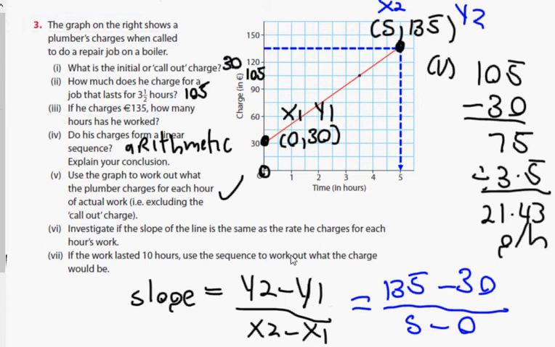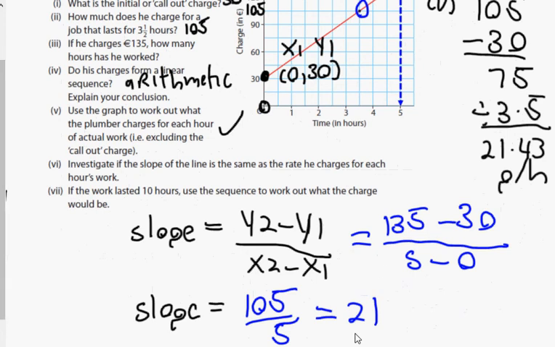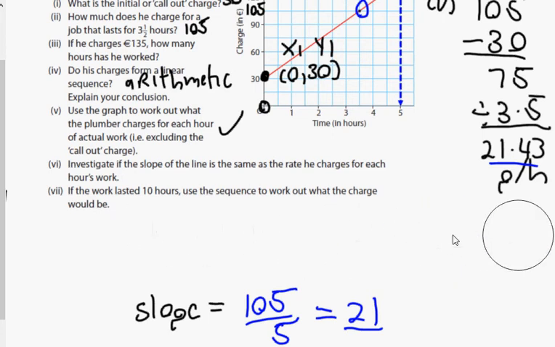Here, is the slope of the line the same as the rate you charge for an hour's work? It should be. Usually it is. But in this case, because there was a slight error made on that being 105 as opposed to 103.5, there is a slight disagreement, isn't there? There's a slight disagreement between 21.43 and 21.4. If the work lasted 10 hours, use the sequence to work out the charge. Okay, 10 hours.